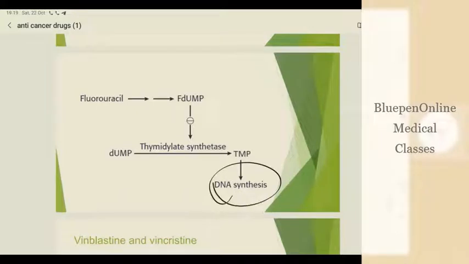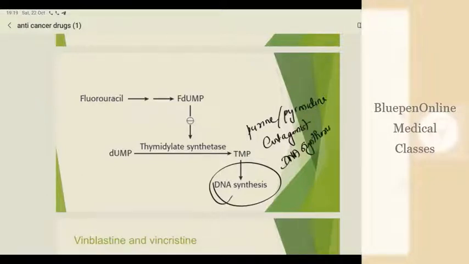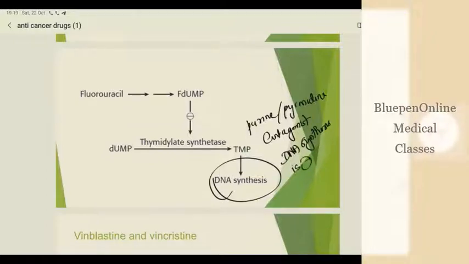So when there is a purine or pyrimidine antagonist, DNA synthesis is inhibited.